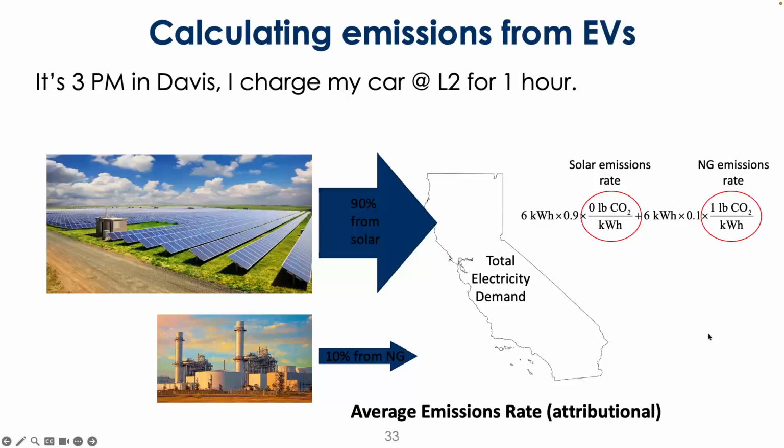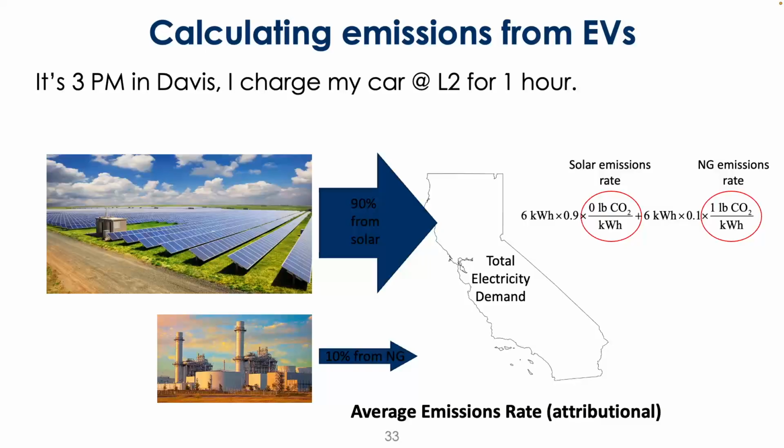This method of calculating emissions is known as the average emissions rate. It's an attributional approach to calculating emissions. So we looked at the average power production from solar, the average power production from natural gas. Okay? Hopefully that's pretty straightforward. Everyone's able to follow along.